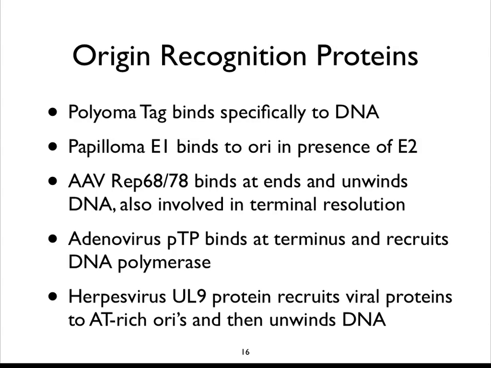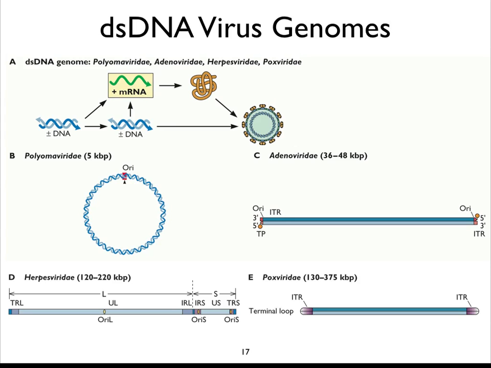Adenovirus pre-terminal protein binds at the terminus and recruits DNA polymerase, and in doing so allows for initiation of virus DNA replication. And herpes simplex virus encodes a protein known as UL9, which is an origin binding protein, and that again recruits viral proteins to the AT-rich origins, unwinds DNA, and helps to initiate virus DNA replication.